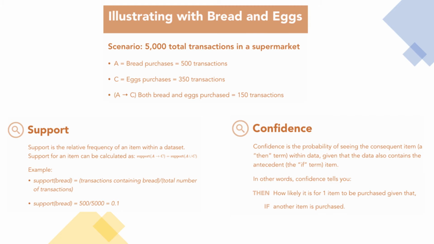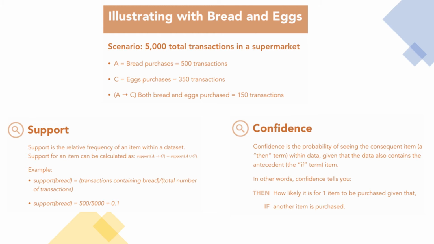Now support is the relative frequency of an item in the transaction data. It basically expresses how popular the item is, as represented by its proportion of the total items sold. So in our example, support for bread can be calculated as 500 divided by the total number of purchases, which is 5000. So the support for bread would be equal to 0.1.